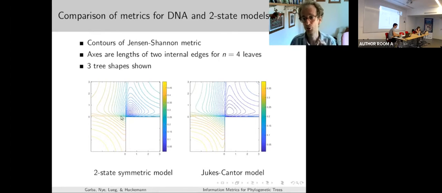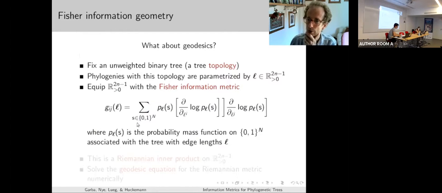Okay, so we've seen how to compute metrics. However, one of the attractive things about the BHV tree space is the existence of geodesics. So how about geodesics? How might we compute those? Well, let's just think about all the trees that have the same shape. Okay, so let's fix an unweighted binary tree. I'm going to call this a topology, and think about all of the trees with that particular unweighted shape. Now they're going to be parameterized by a vector L, which lies in this positive orthant of R to the n minus 1. What we can do then is equip this positive orthant with the Fisher information metric.